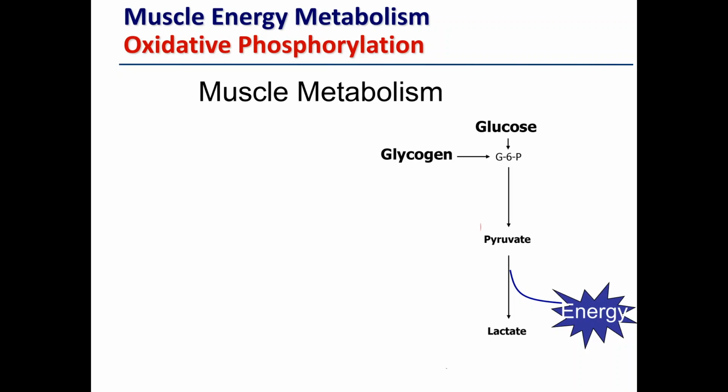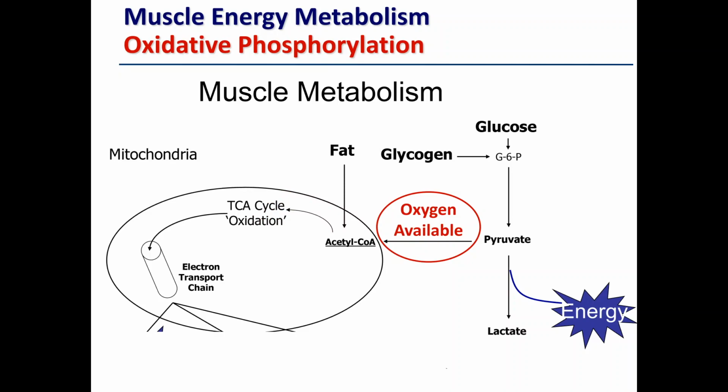Oxidative phosphorylation then is when oxygen is available. So that's the breakdown of glucose or glycogen in this instance into ATP. As we've seen in the previous slide, if oxygen is not available, pyruvate is converted to lactate, and the energy from that reaction is used to form ATP. However, if oxygen is available, pyruvate is converted to acetyl-CoA and enters something called the TCA or Krebs cycle, and then into the electron transport chain.